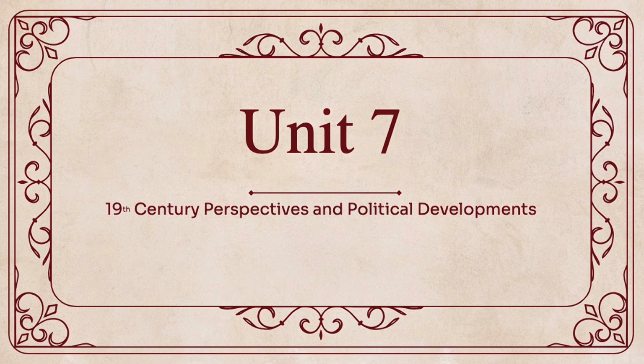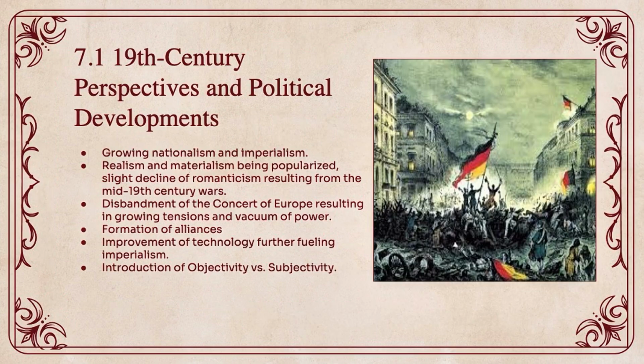We'll now look at the topics that make up Unit 7. 7.1 19th Century Perspectives and Political Developments Overview. During the 19th century, nationalism and imperialism were prominent in Europe, causing instability and resulting in further revolutions and wars.